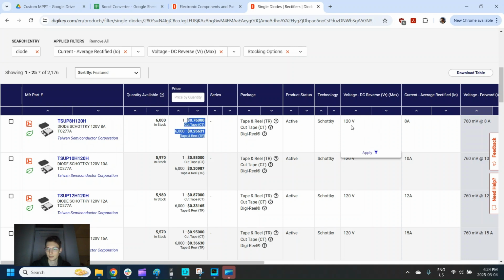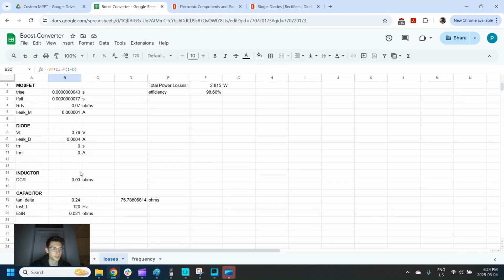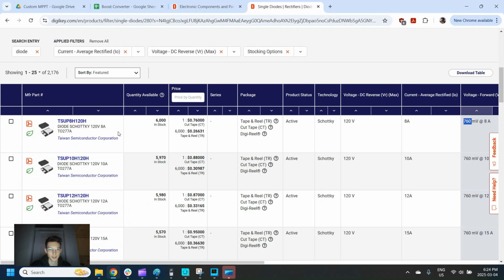76 cents, not too bad. 120 volts reverse, average current 8 and 760 millivolts. So let's pop that in here. And our forward voltage, 76. Okay, looks like I already did this one.